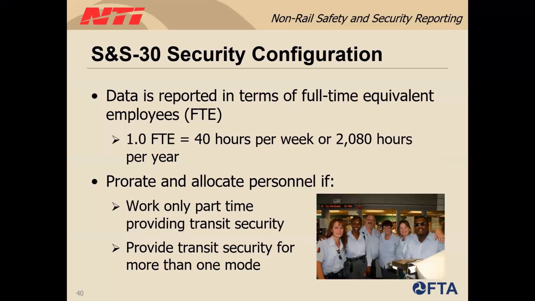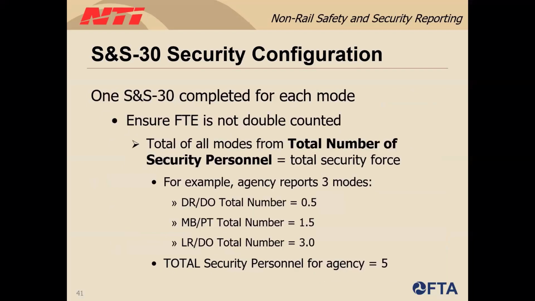The number of personnel is reported in full-time equivalents. So 1 full-time equivalent equals 1 person working a 40-hour week, or 2,080 hours per year. Prorate the number of personnel if the person works only part-time providing transit security, or they provide security for more than one mode. 1 SNS 30 is completed for each mode. Be careful not to double count personnel.